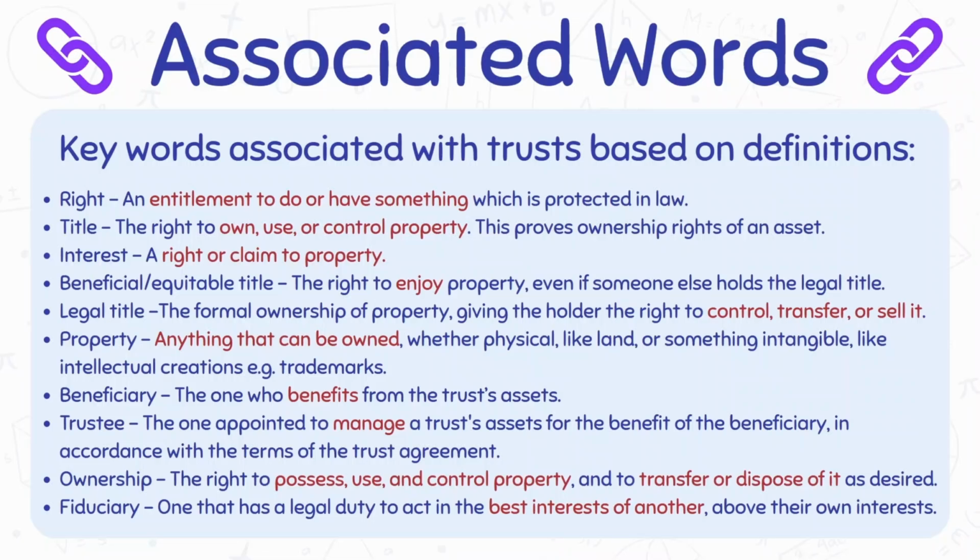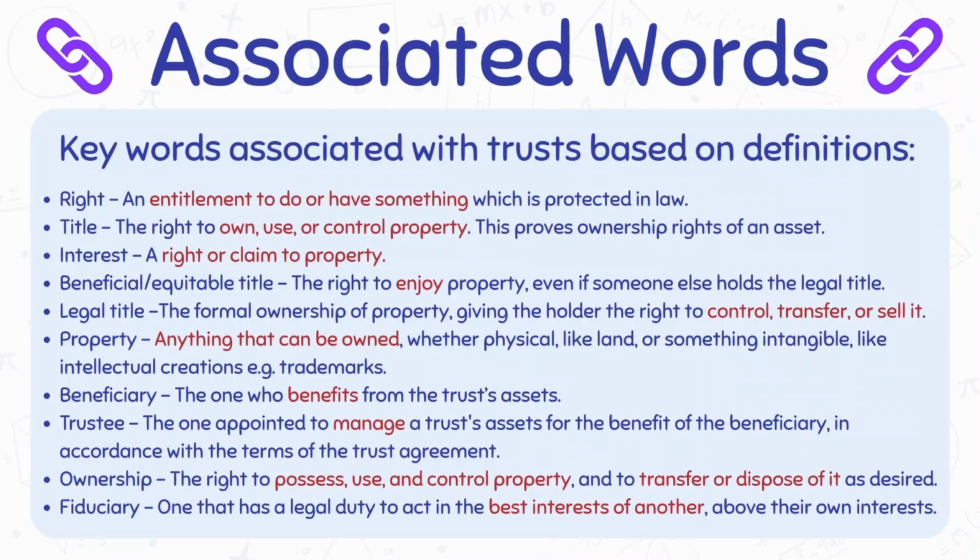Next is beneficiary. So, this is the name given to the one who benefits from the trust assets, so they will have the beneficial or the equitable title. Next is trustee, which is the one who's appointed to manage the trust assets for the benefit of the beneficiary, which obviously has to align with the terms set out in the trust agreement, which is the legal agreement that is usually written and signed so that the trust can be recognized by the law.